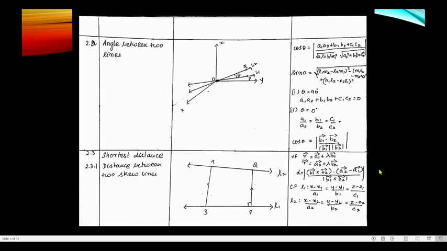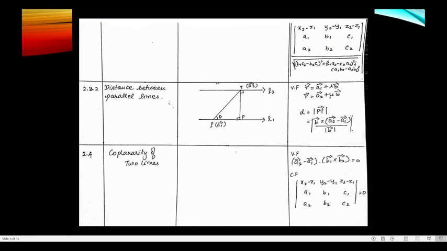So the continuation of distance between two skew lines is here. I have given the two equations in the Cartesian form, and based on that we have determined a formula here. The whole modulus of the determinant of x2 minus x1, y2 minus y1, z2 minus z1, a1 b1 c1, a2 b2 c2 divided by root of (b1 c2 minus b2 c1) the whole square plus (c1 a2 minus c2 a1) the whole square plus (a1 b2 minus a2 b1) the whole square.